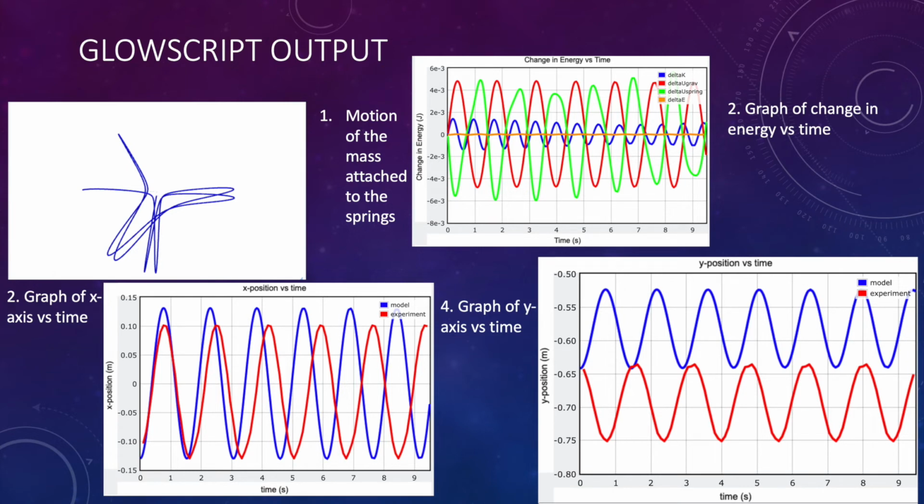In the graph of the x-axis versus time and the graph of the y-axis versus time, the red line represents the experiment and the blue line represents the model, whereas in the graph of change in energy versus time, the red line represents delta U graph, the green line represents delta U spring, the yellow line represents delta E, and the blue line represents delta K.